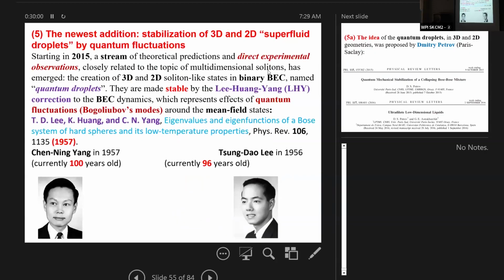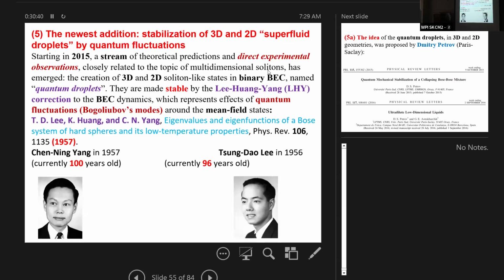Okay, now, another possibility to stabilize multidimensional solitons, again, essentially in the two-component Bose-Einstein condensate, but now the mechanism of stabilization is completely different, has nothing in common with spin-orbit coupling, and makes use of a completely different physical effect. This physical effect was theoretically predicted very long ago, in 1957, in this classical paper by three theoretical physicists, Lee, Huang, Yang. Actually, Lee and Yang are very famous people who received the Nobel Prize for the prediction of the parity non-conservation in weak interactions.